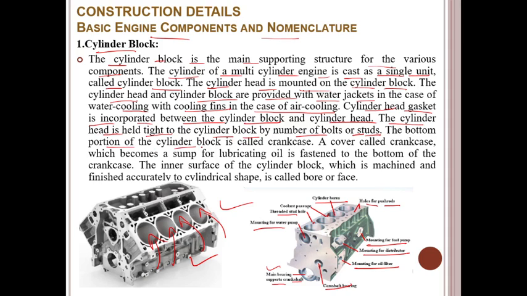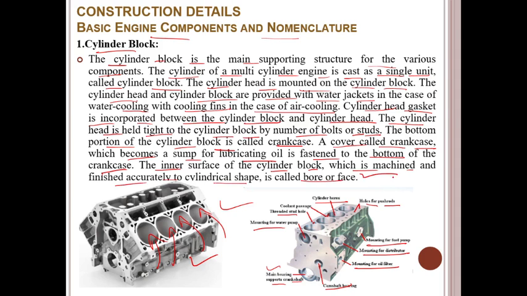The bottom portion of the cylinder block is called the crankcase. A cover, called the crankcase cover, which becomes the sump for lubricating oil, is fastened to the bottom of the crankcase. And the inner surface of the cylinder block, which is machined and finished accurately to a cylindrical shape, is called the bore or liner.